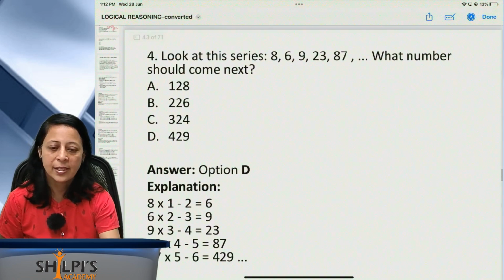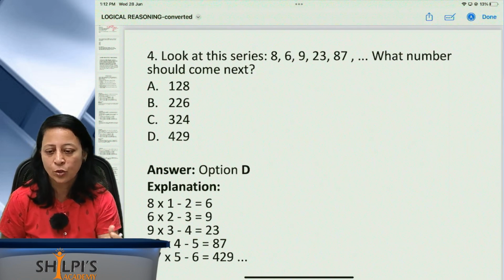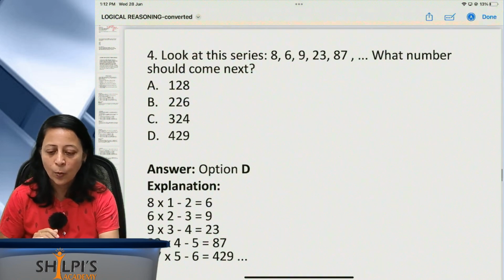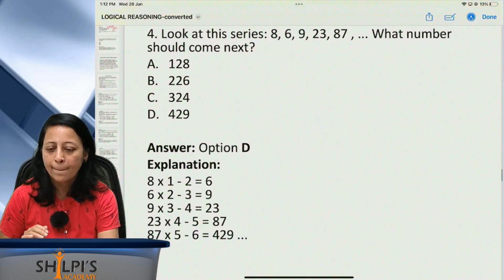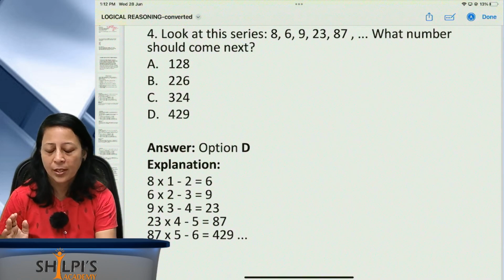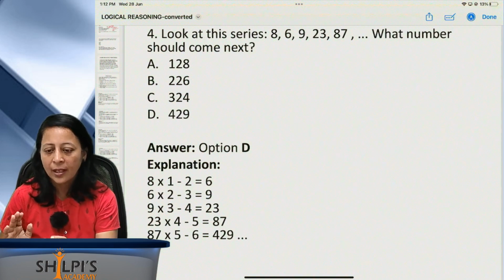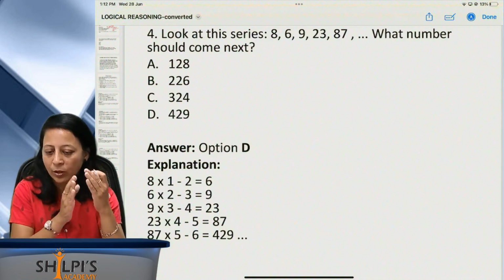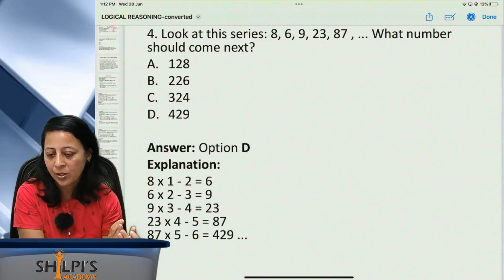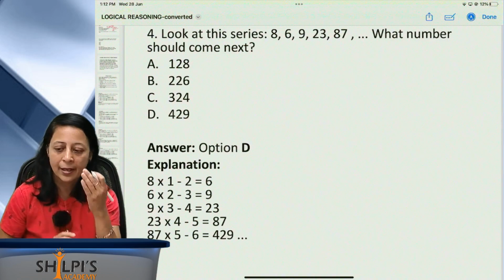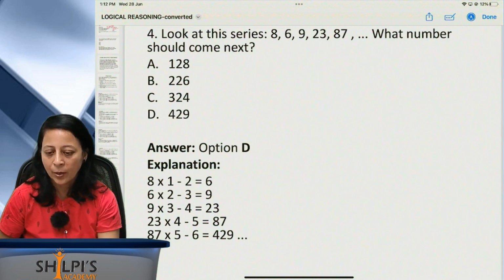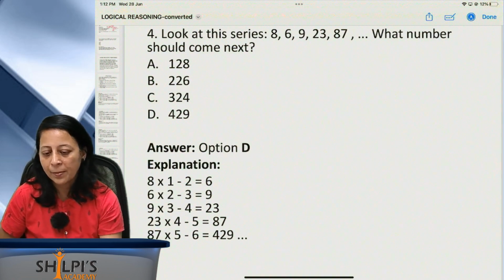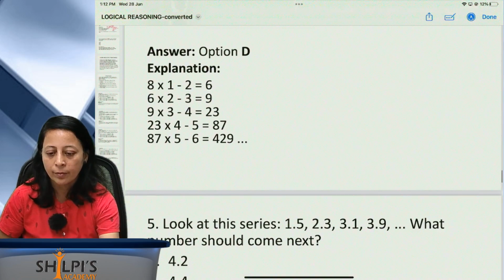So next, look at the series 8, 6, 9, 23, 87, what number should come next. So here it is in a different way. It is like 8 into 1, 8 minus 2. Then 6, 6 into 2 minus 3. So here you can see that it is going on 1, 2, 3, 4, then 2, 3, 4, 5. So there is some relationship between the numbers and in a proper order. So 9 into 3, 27, 27 minus 4, 23 into 4 minus 5. So it goes on. So what number comes next will be your 429.